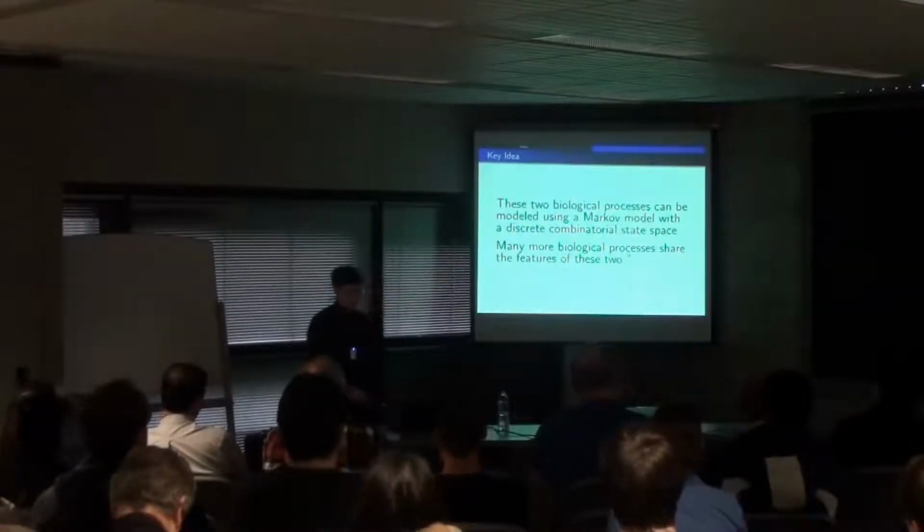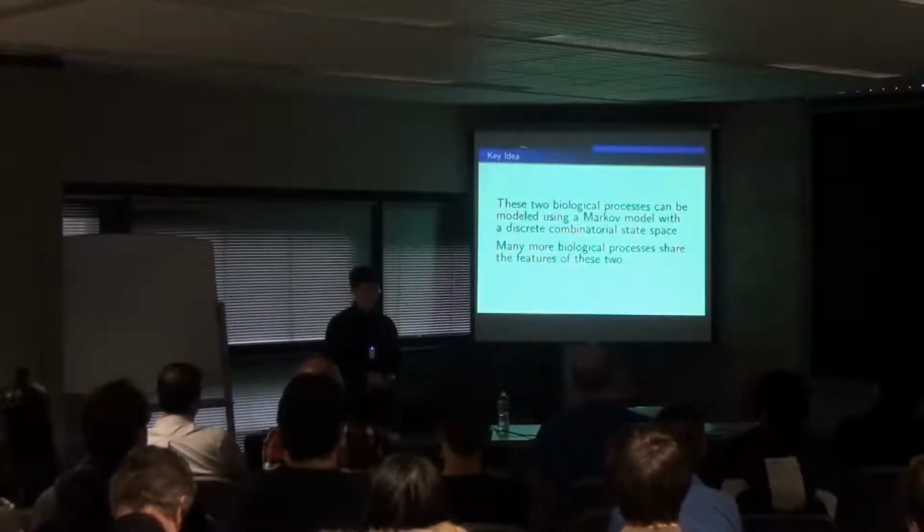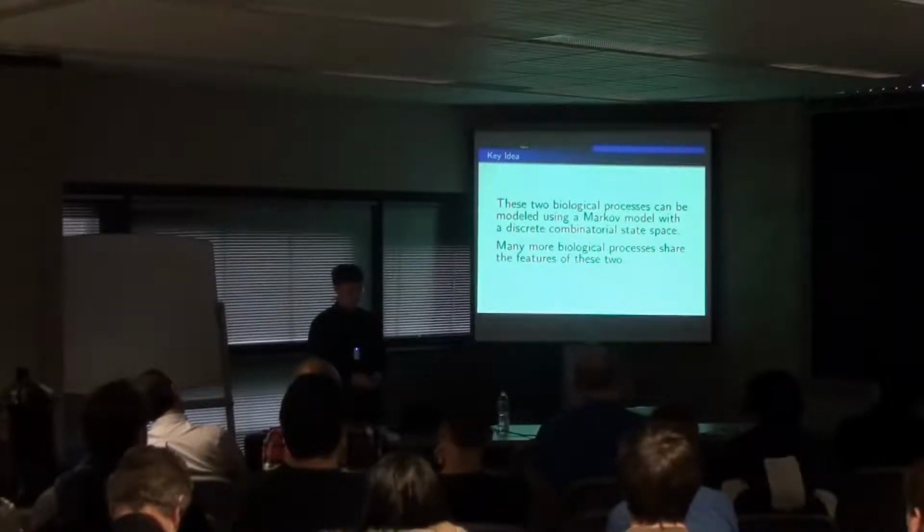So these are two biological processes that can be modeled with a Markov model having a discrete combinatorial state space. And I would argue that there are many biological processes that share the features of these two, so these methods are more widely applicable than just to these processes.